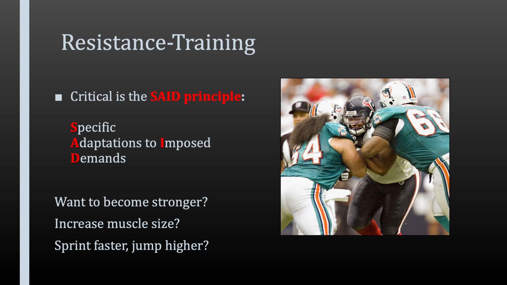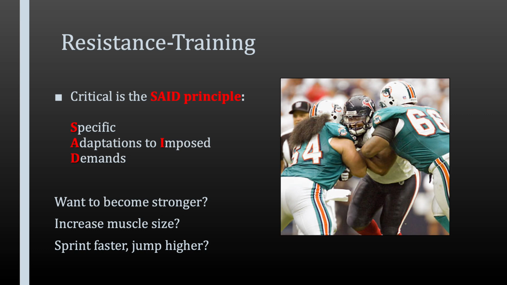The critical SAID principle, specific adaptation to imposed demands. The SAID principle is one of the most important basic concepts in sports science. It's an acronym, again, which stands for specific adaptation to imposed demands, which means the body is placed under some form of stress to allow it to make adaptations for the body to get better at withstanding specific forms of stress in the future. The adaptation process does not occur by any one mechanism, yet it is a general tendency of the body which is played out in a number of mechanisms.